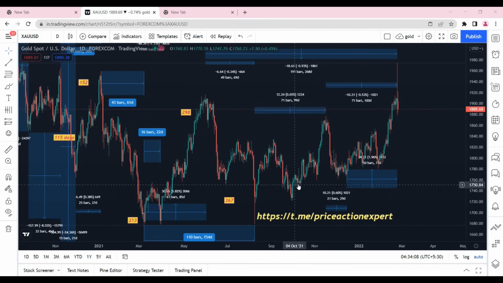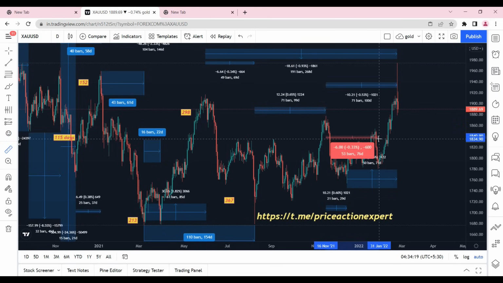So it's moving on a 25 days basis. From here you can see this high to this low is actually 75 days. From here it pushed up. So that's almost 75 days.